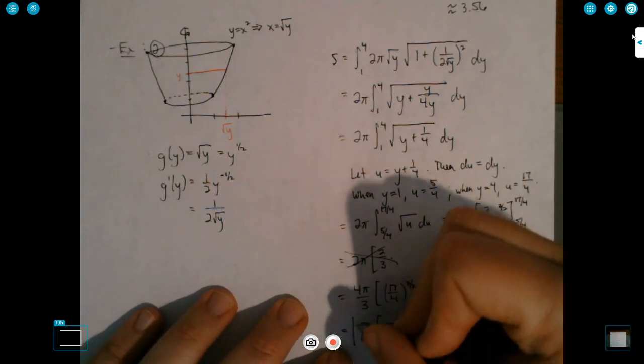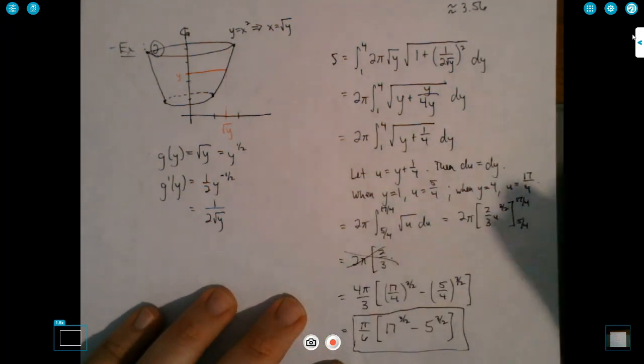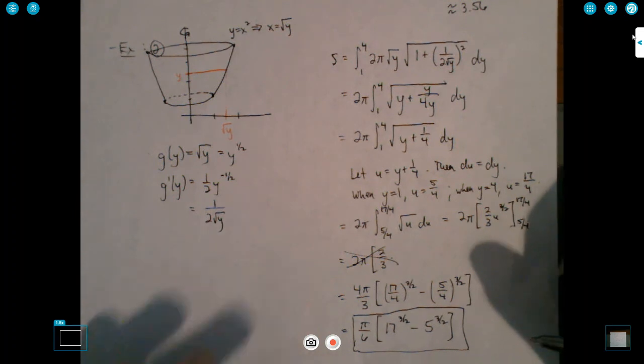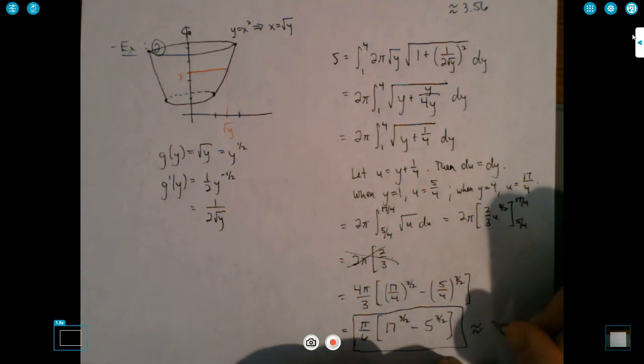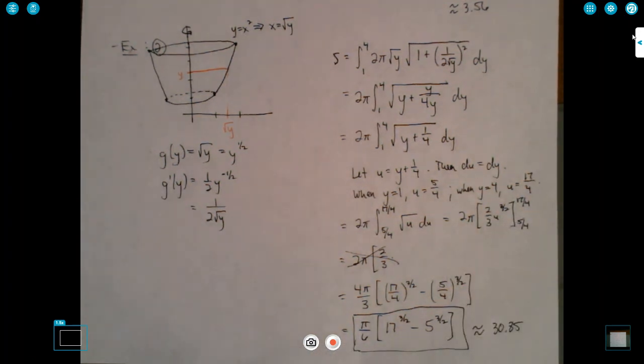You can plug that into your calculator to see about how much it is. So pi over 6 times 17 to the 3/2 minus 5 to the 3/2 is about 30.85. Okay, anyway, and that's that, right? So that's all I have to say about this section.